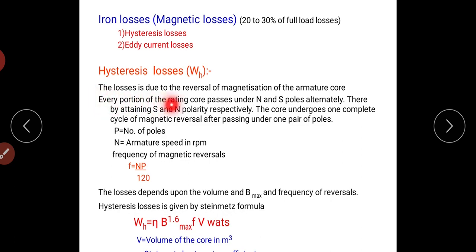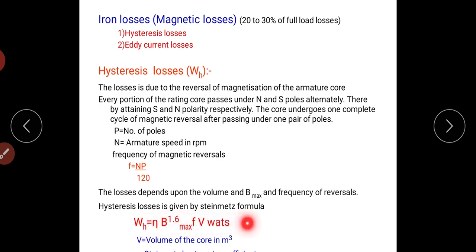Every portion of the rotating core passes under the north pole and south pole alternately, thereby attaining south and north polarity respectively. So due to the magnetic reversal, these hysteresis losses are produced in the cores, armature core and field core.